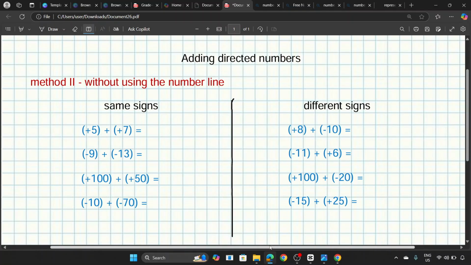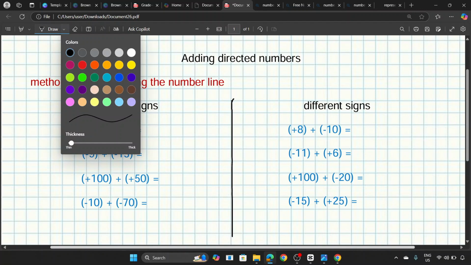When using this method, we do not have any number line. So you have to find the answer, find the value of this operation directly. When we consider same signs operations, if you have two numbers to add together, if both signs are positive or if both signs are negative, it is quite easy. First, you have to put the sign, the common sign for these two numbers. In both, it is positive in the first question.